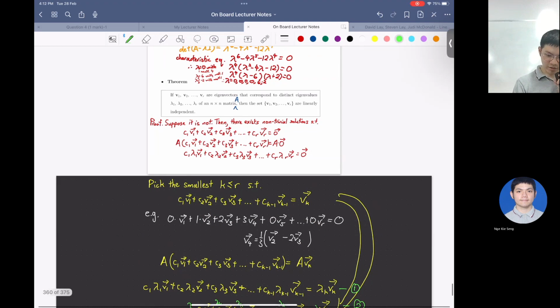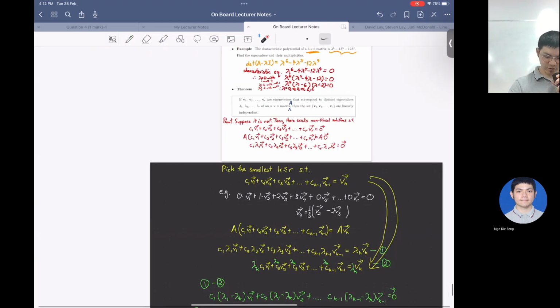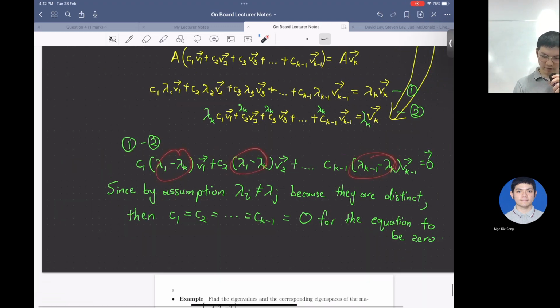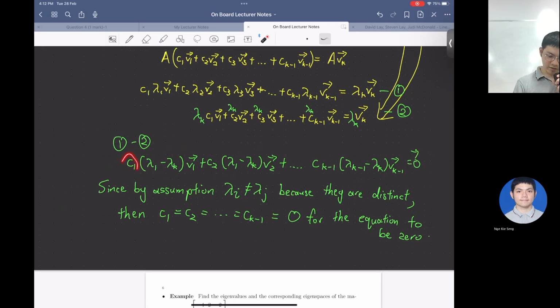So our condition here is distinct eigenvalues. So the difference here must be non-zero. So for it to be zero, all the coefficients C1 to Cn must be zero. If it is not zero, then contradiction. Any question?